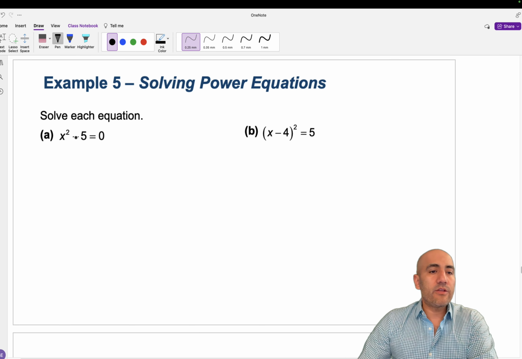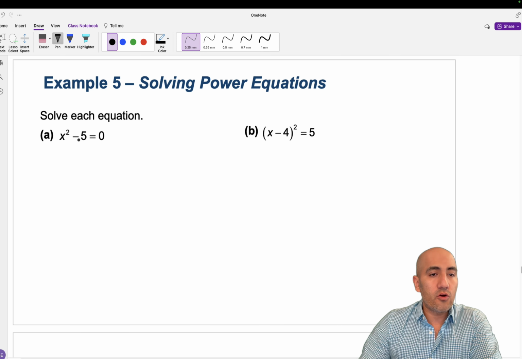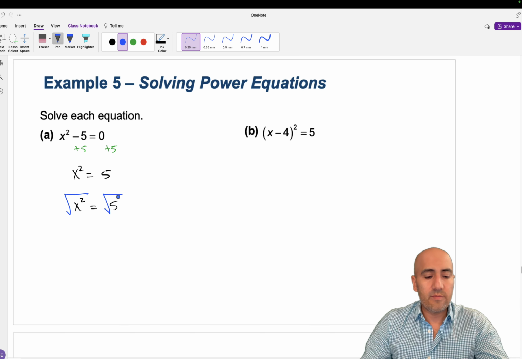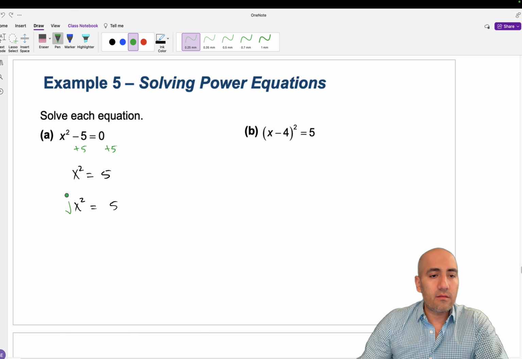For this one over here, what we want to do is isolate the x squared first and then take the root of both sides. So I'm going to move this onto the other side, and we plus 5 to both sides. And so we end up with x squared equals 5. And so now we take the square root of both sides. And because it's an even index, that's how I know I have to introduce a plus or minus. And so I end up with x equals plus or minus the square root of 5.